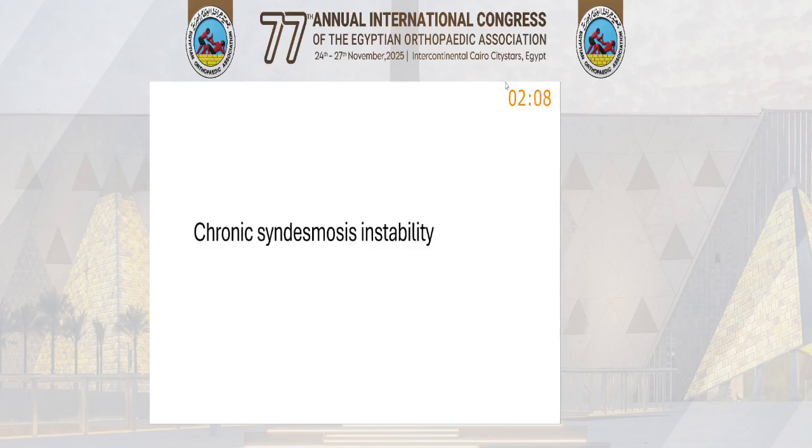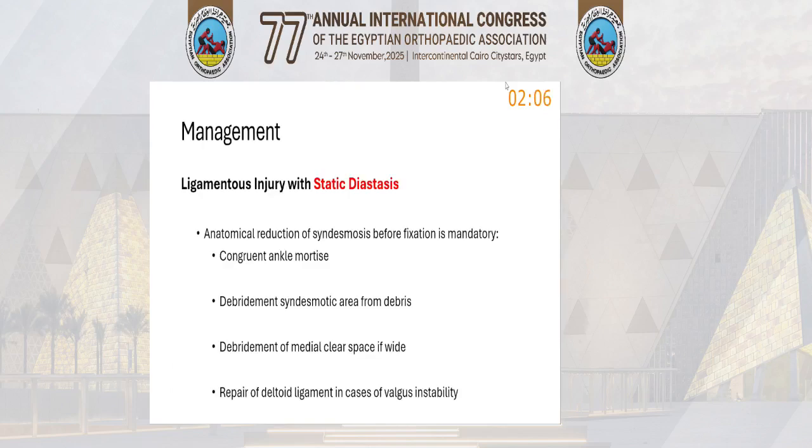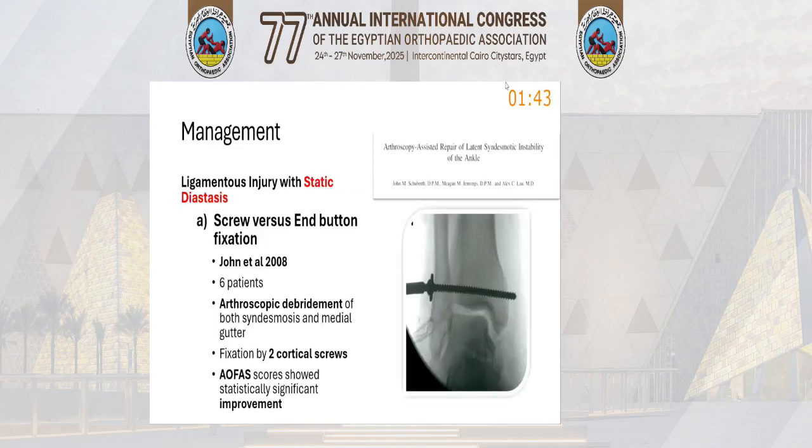What about chronic syndesmosis instability? If there is static diastasis, you need to do anatomical reduction of the syndesmosis before fixation. You need to restore the congruent ankle mortise. You need to do debridement of the syndesmosis, removing debris, and debridement of the medial clear space, because a lot of fibrosis occurs in the medial clear space in chronic cases, and do deltoid repair in cases of valgus instability.